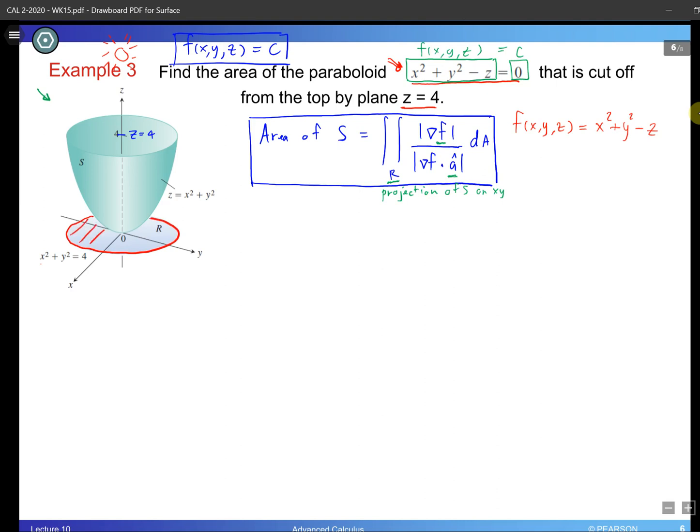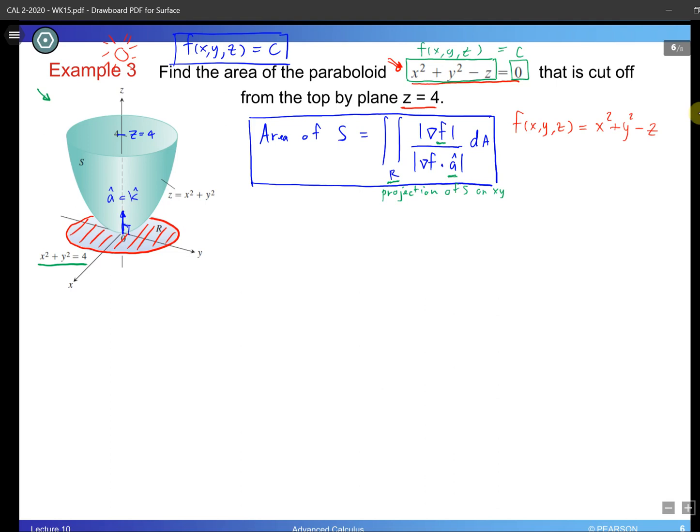Alright, so that is the projection of this surface onto the xy plane. Looking at the size of this circle, we know this is a circle of radius 2, so we have this equation right here to describe this circle. We have this R on the xy plane, so we know that a hat has to be orthogonal to this r. It's going to be equal to k hat, orthogonal to the xy plane.